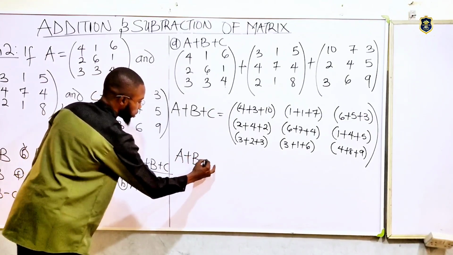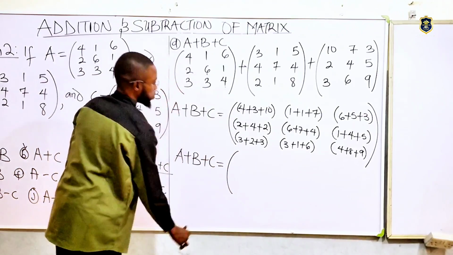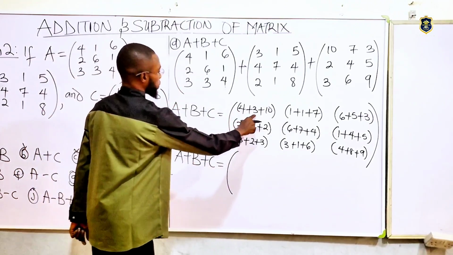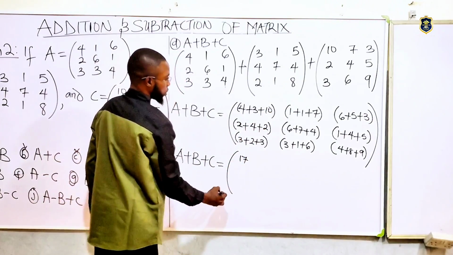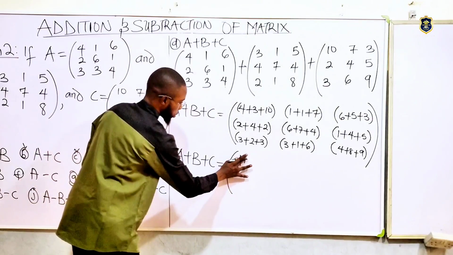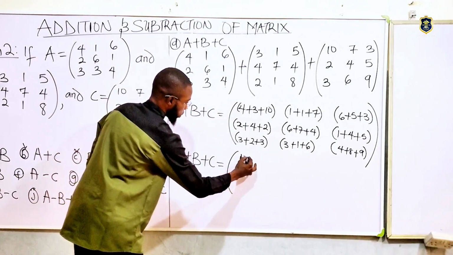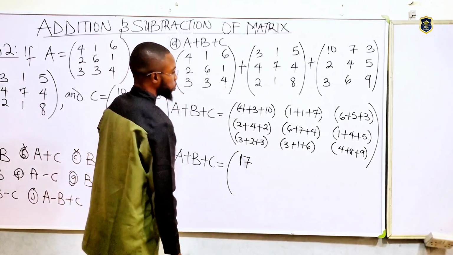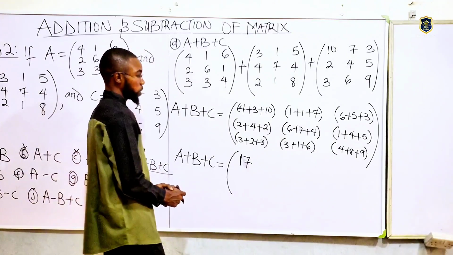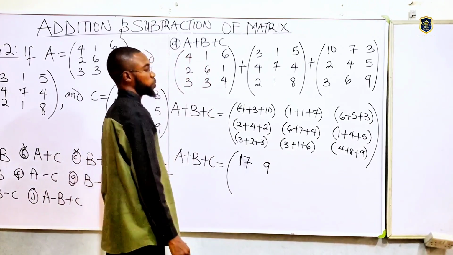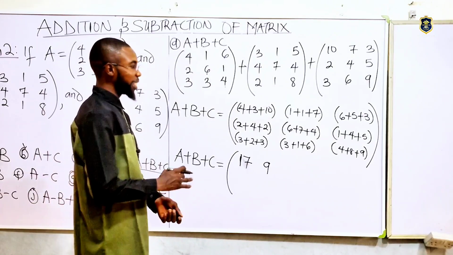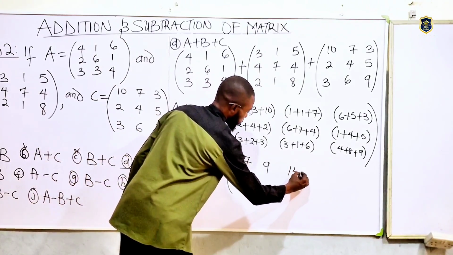A plus B plus C becomes 4 plus 3 is 7, and 7 plus 10 is 17. Then 1 plus 1 is 2, and 2 plus 7 is 9. Then 6 plus 5 is 11, and 11 plus 3 is 14.